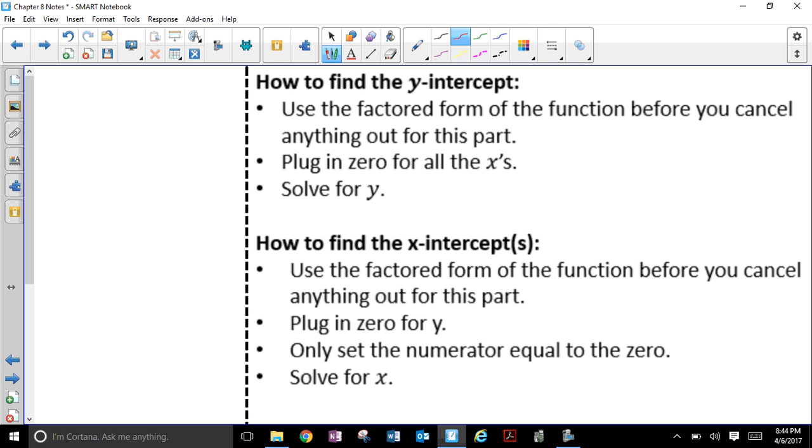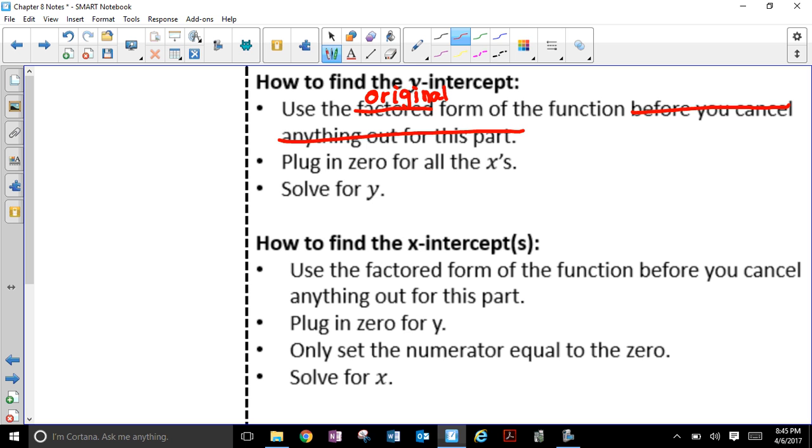This, I would actually want you to cross out. It says use the factored form, and let's actually cross that out and say use the original form of the equation of the function, and then cross out the "before you cancel anything out" part. So it's actually going to be easier and faster if you use the original form of the function. Then you're going to plug in 0 for all the x's when you're finding the y-intercept, and then we'll solve for y.